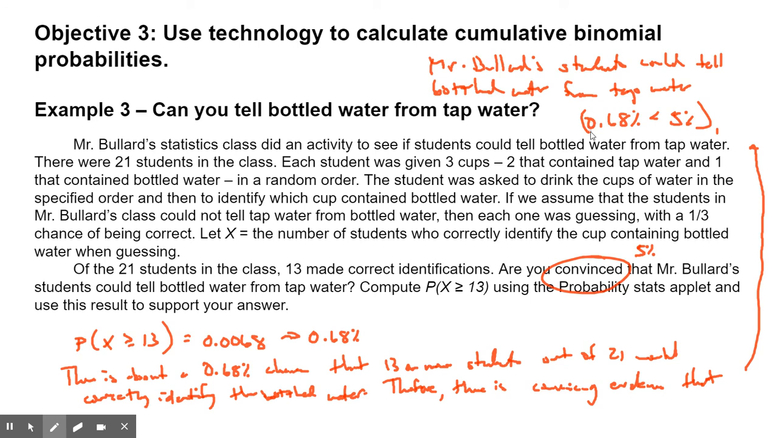Nice. Okay, very similar to our other convincing evidence questions, just needing to use the stats applet for the cumulative probability. All right, hopefully this worked out okay and you do a good job on the homework. Ask questions if you have them.